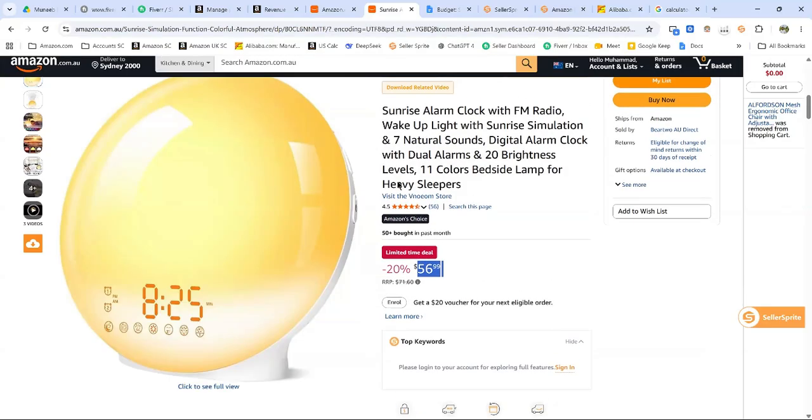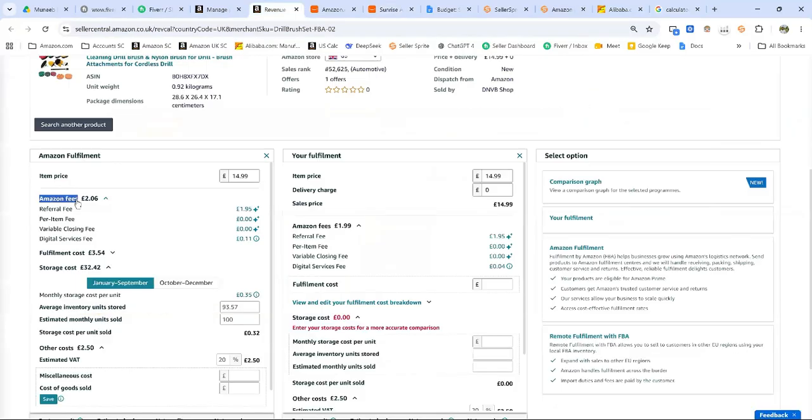Because the referral fee we cannot reduce, as it depends on your selling price. If you are selling this product at 15, the referral fee is 2. If you are selling this product at 30, the referral fee is 4. So it increases with the selling price, because it's percentage based, 15% of the selling price, let's say. That's why we cannot control this referral fee, but we can control the fulfillment fee.